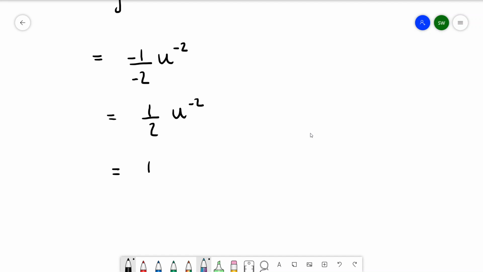And we need to go back to x, so we're going to replace u with 2 plus cot x. And it's a good idea to check that if you differentiate this, you get the function that we were integrating, which we do.